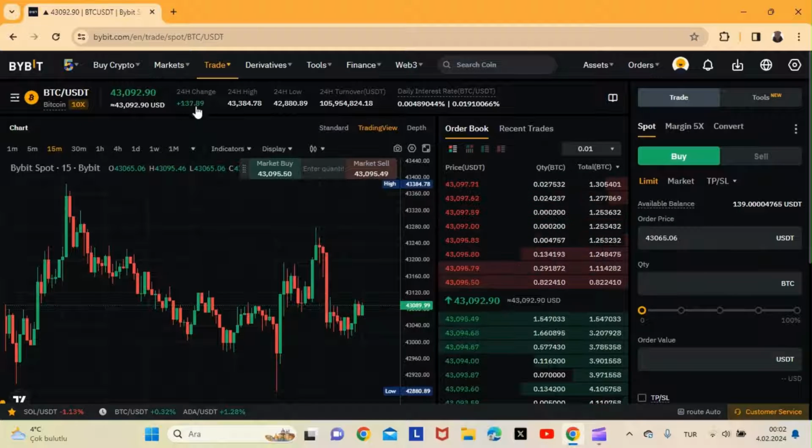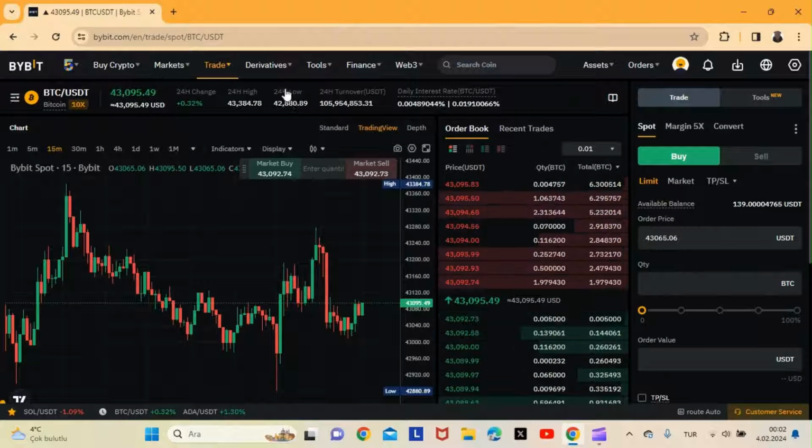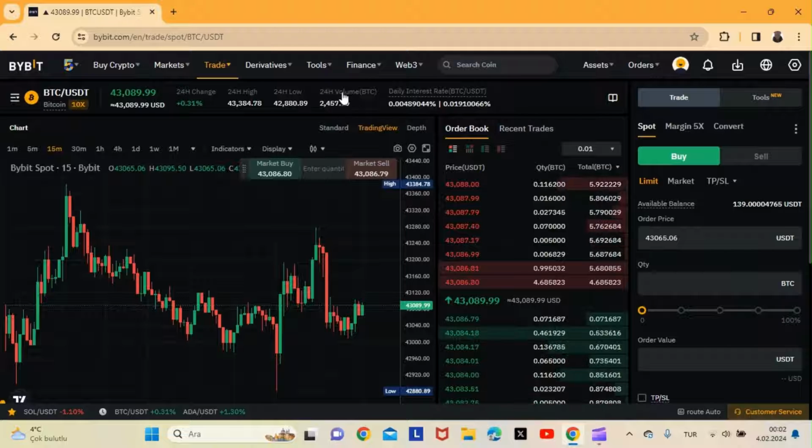This one you are seeing is the 24-hour change, the performance of Bitcoin over the 24 hours. The 24-hour high is the highest price which Bitcoin has moved to, 3,384.78 cents over the past 24 hours. This is the opposite, the 24-hour low, the lowest price which it has moved to, and this is the trading volume over the 24 hours.